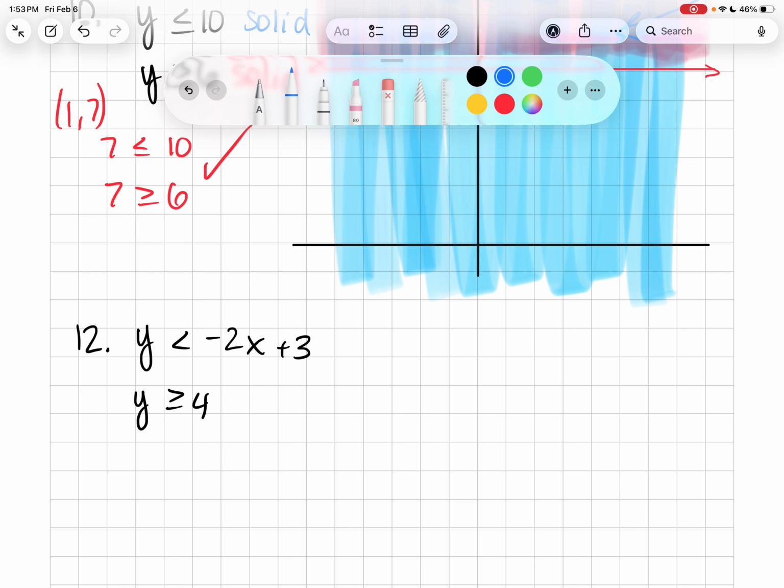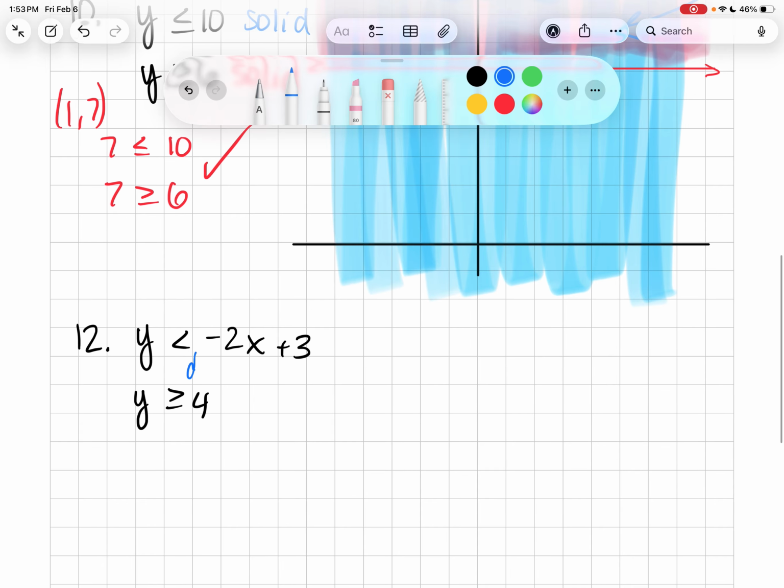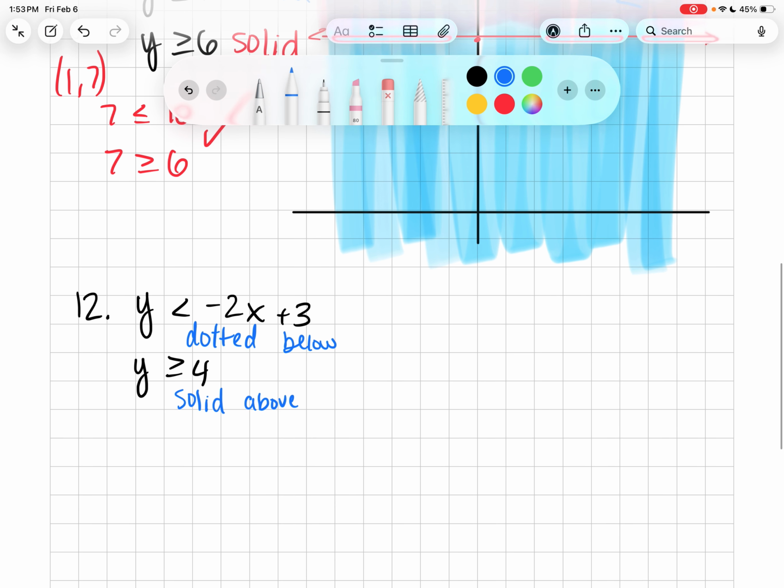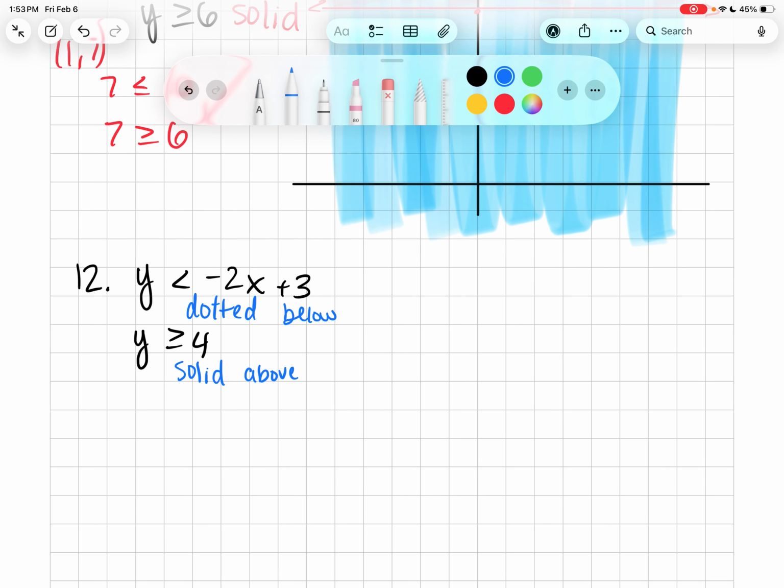All right, so is this first one solid or dotted? Dotted, and what about the one below it? Solid. Yep. All right, on the first one, do I shade above or below? Below, and what about the bottom one? Above. So I like to go ahead and write all that out. Remember, too, if your equation isn't already in y equals mx plus b, you need to put it there first.